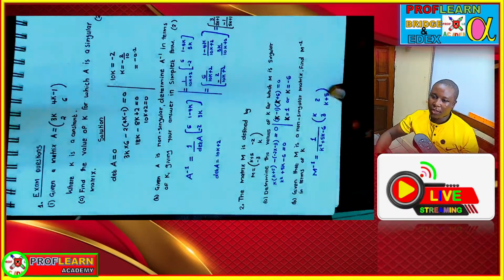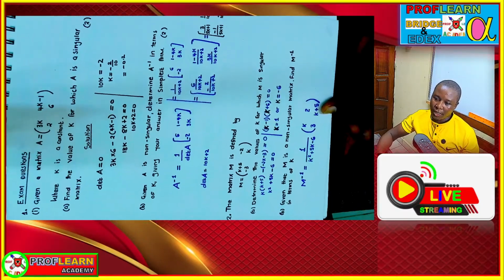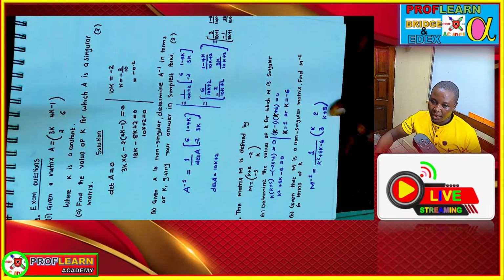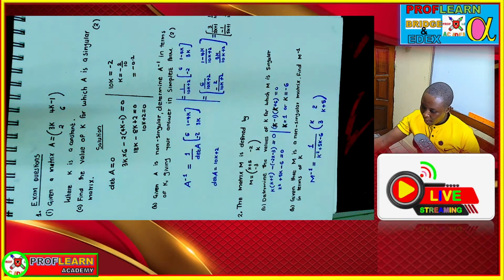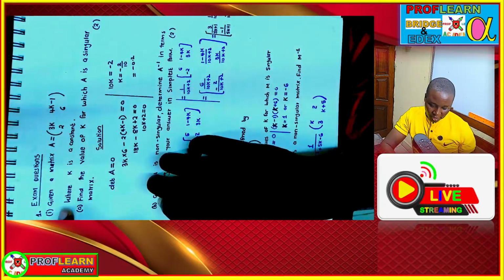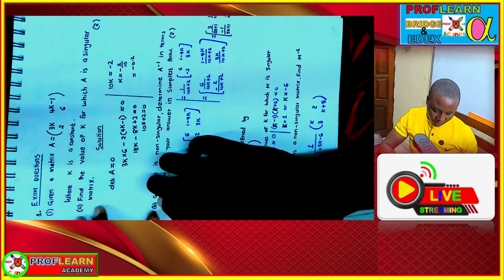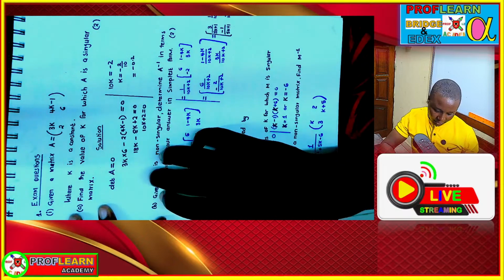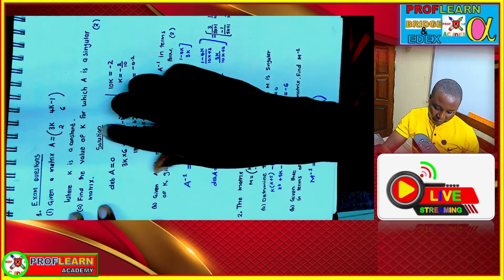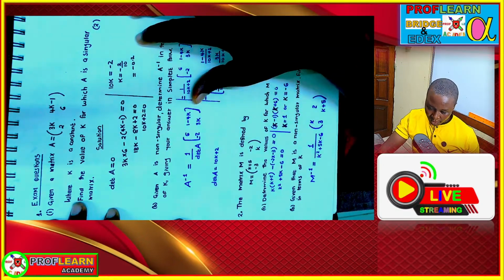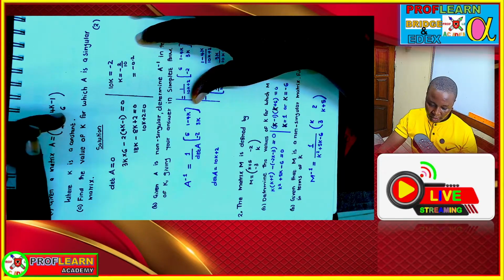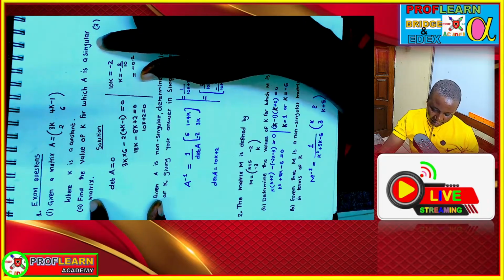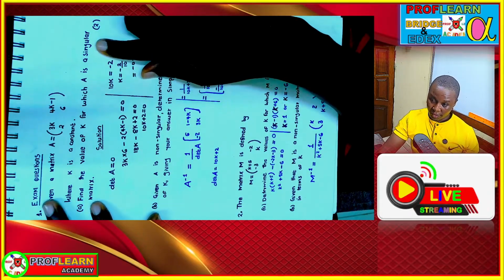And now let me just change the gear so that I can take you straight to another area. This is a kind of exam question that has been asked in previous years, so that you can see exactly what you are supposed to do here, whereby we are told that given a matrix A equals this, where k is a constant, find the value of k for which A is a singular matrix. And in this case, you are going to find the discriminant.